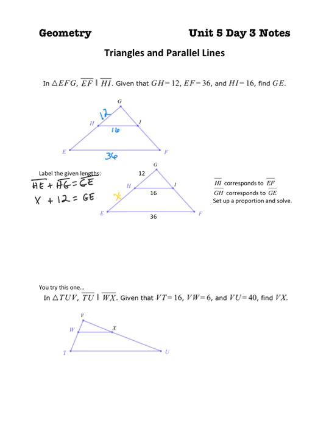Now, let's set up our proportions. So you've got, let's do GH to HI equals GE to EF. Now you're going to substitute your numbers. GH is 12, HI is 16, GE is X plus 12, EF is 36. Now we do our math.